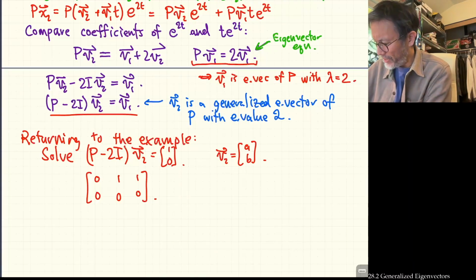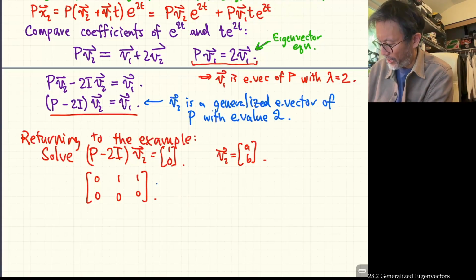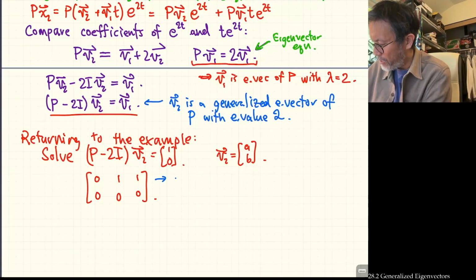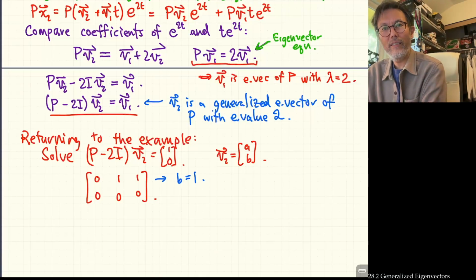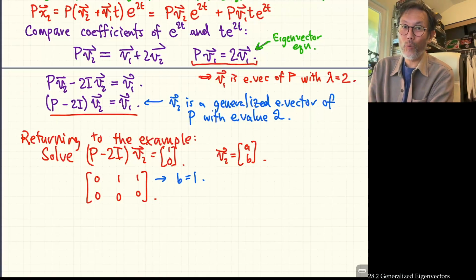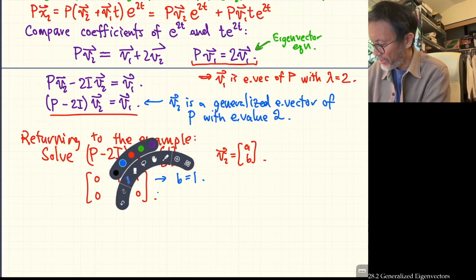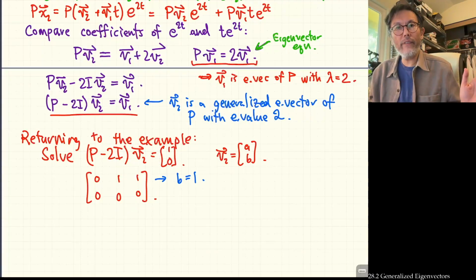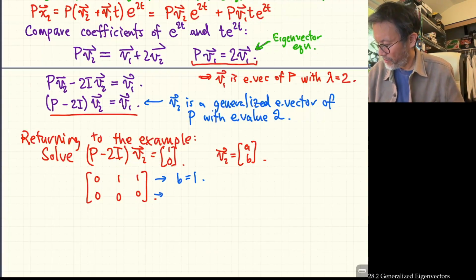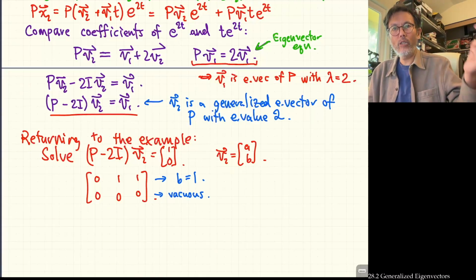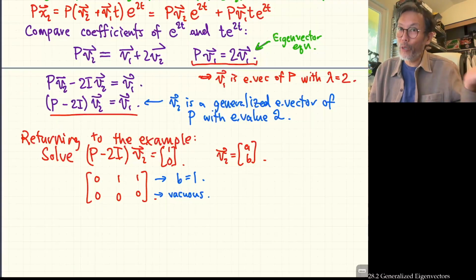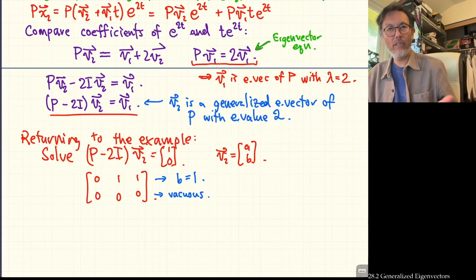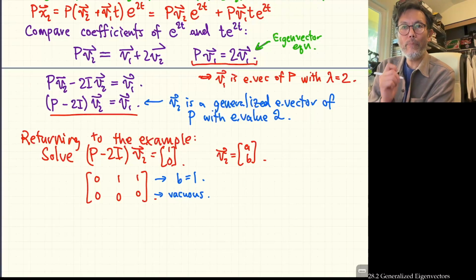So what is this sort of saying? This first row is indicating that 0 times A plus B should be equal to 1. So I guess B is equal to 1 in this case. Okay? And the second equation is totally vacuous. Like it's true for all A and B. 0 times A plus 0 times B is equal to 0. No kidding, right? That's true for all A and B. So this first equation is simply telling me B is 1.